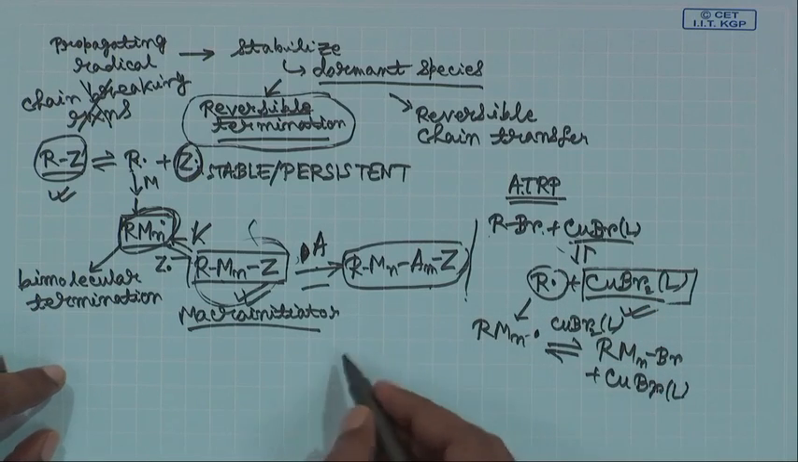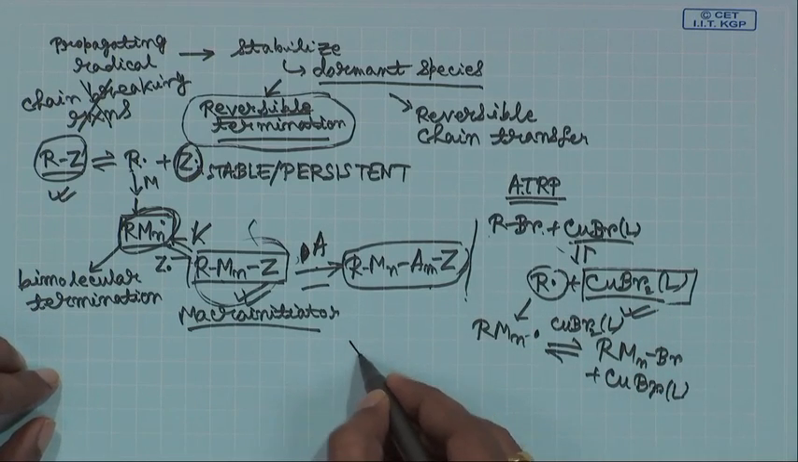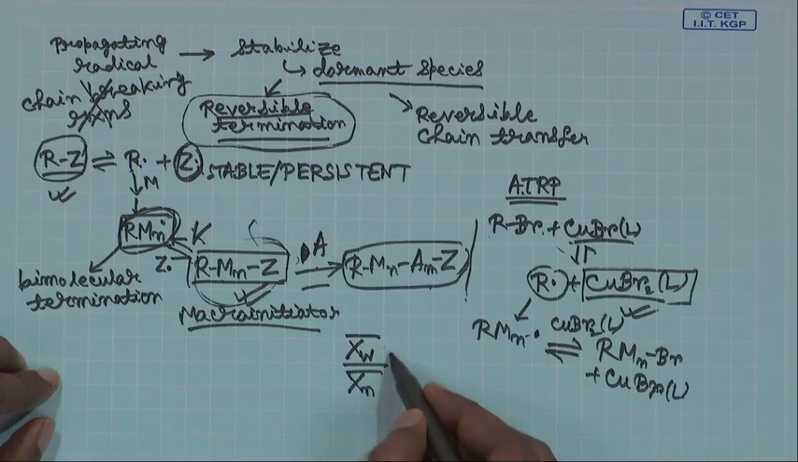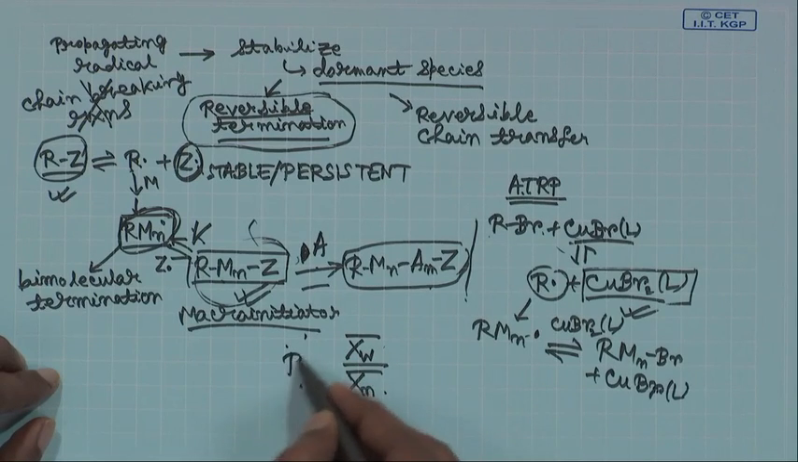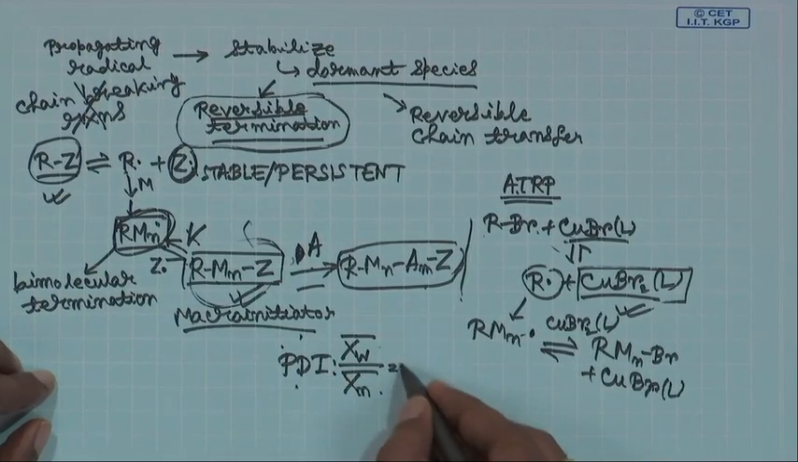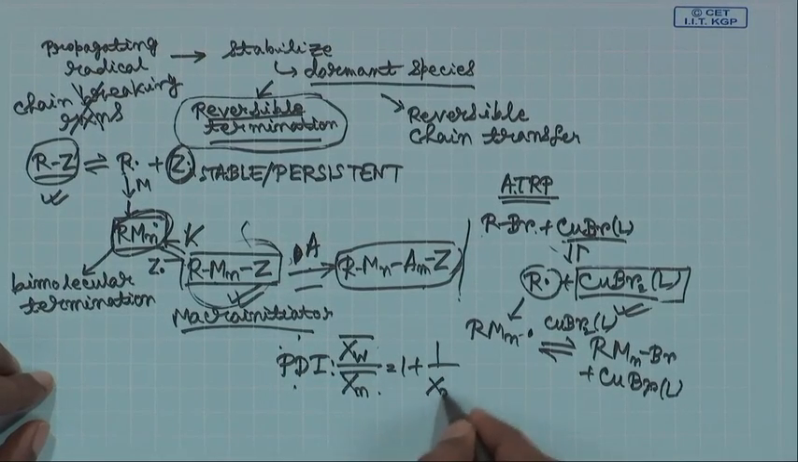So, one thing that remained to be discussed was the molecular weight distribution, xw by xn, because this into m0 is Mw and this into m0 is Mn. So, Mw by Mn is your PDI. So, this is approximately equal to 1 plus 1 divided by xn bar.